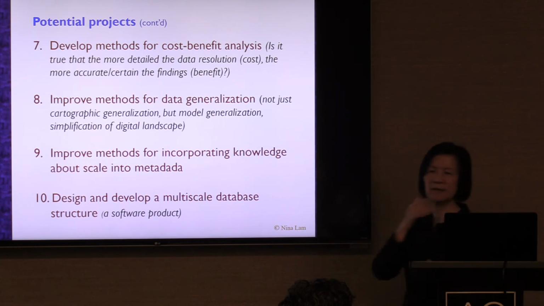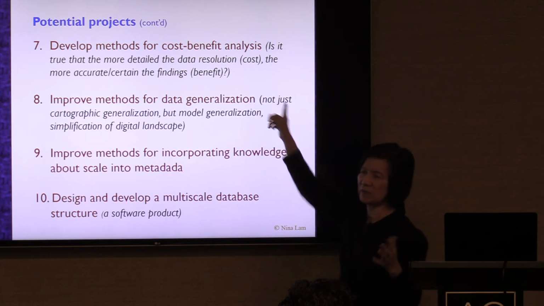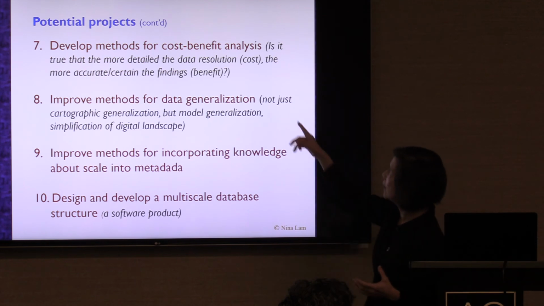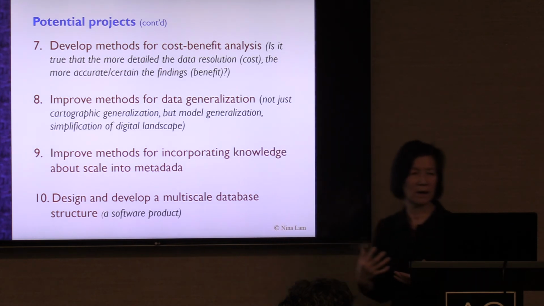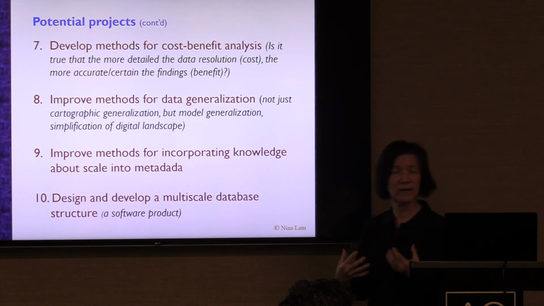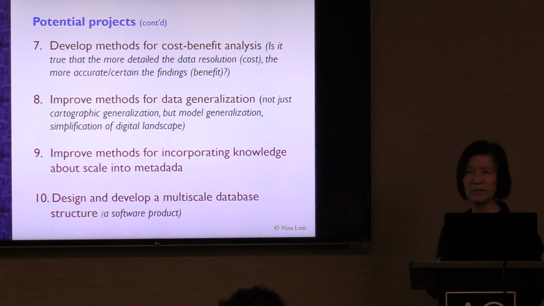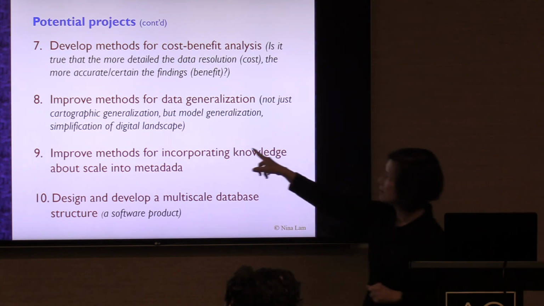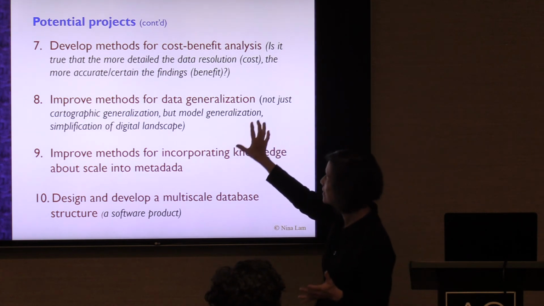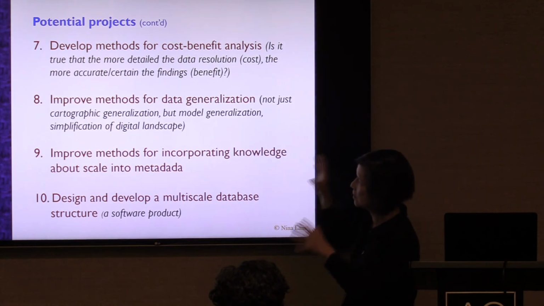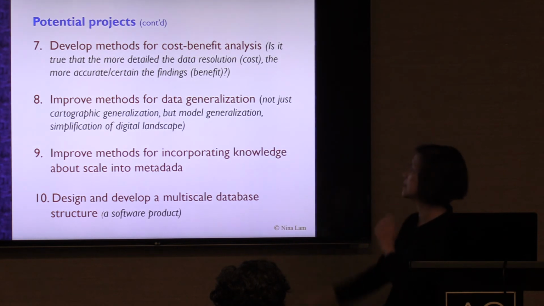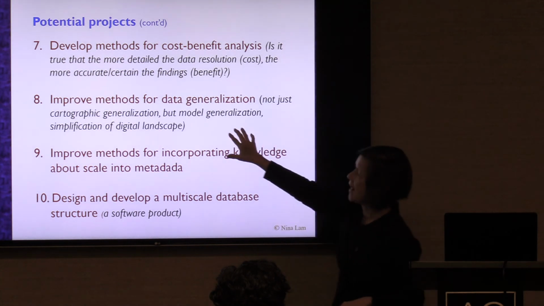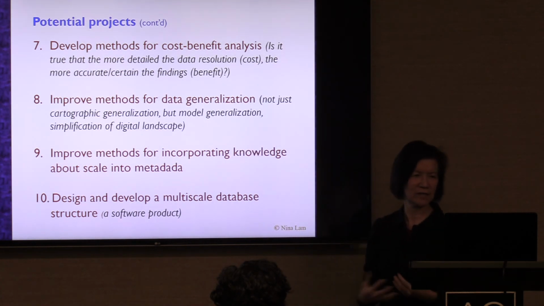And this is probably the last line: develop methods for cost benefit. Well, cost in this case is data resolution. You can get individual points, and the benefit may be more accurate, but it's not necessarily true, though. Something that you cannot analyze by looking at individual points. So number 8, improve methods for data generalization, and that's another issue regarding cartographic generalization. The thing is that here we want to mention that it's not just the line that you generalize, but a landscape, the model generalization.